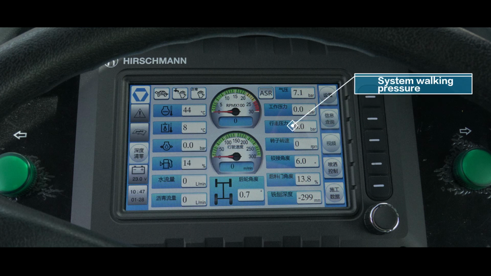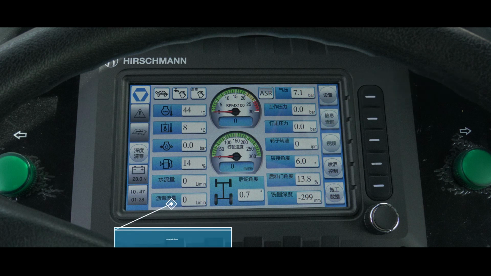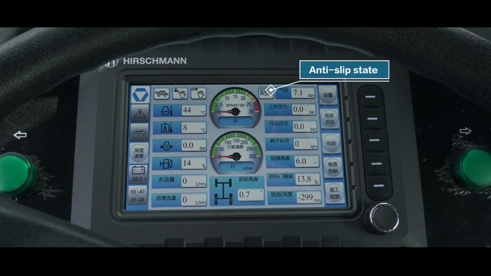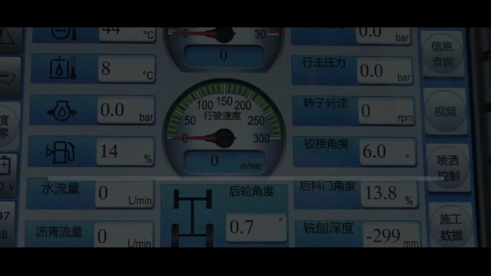System walking pressure. Asphalt flow. System voltage. Anti-slip state. Detailed description.